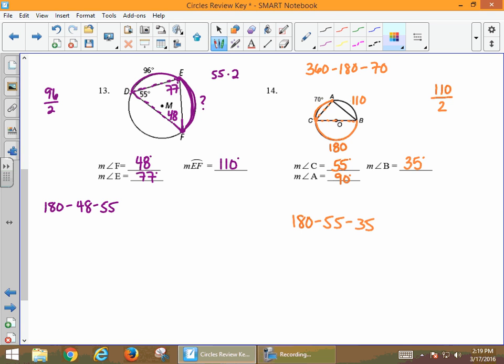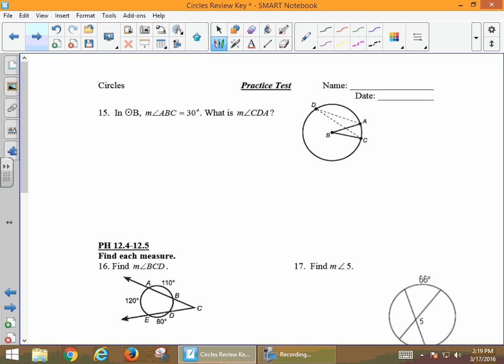Moving on to page 3. Question number 15 says in circle B, the measure of angle ABC is 30. Okay, so this angle ABC in here is 30 degrees.